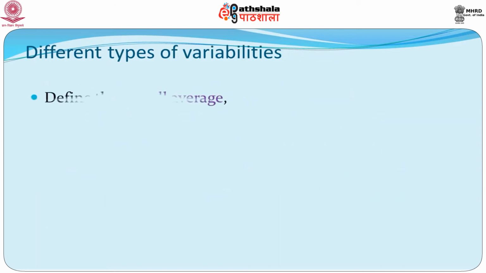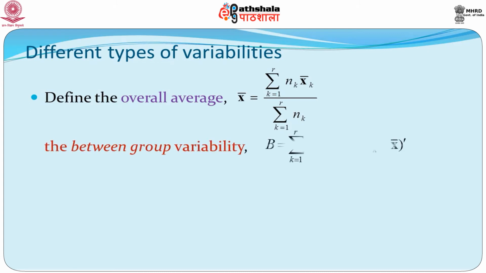Now, what we define is the overall average. The overall average is given by x bar, which is simply the combined mean coming from each of the r groups. The between group variability would now be given by B, which is the sum of xk bar minus x bar, where xk bar is the kth group mean and x bar is the overall mean. So, take the difference, take the square and products, so you get a matrix multiplied by the corresponding sample size and then sum it over r.